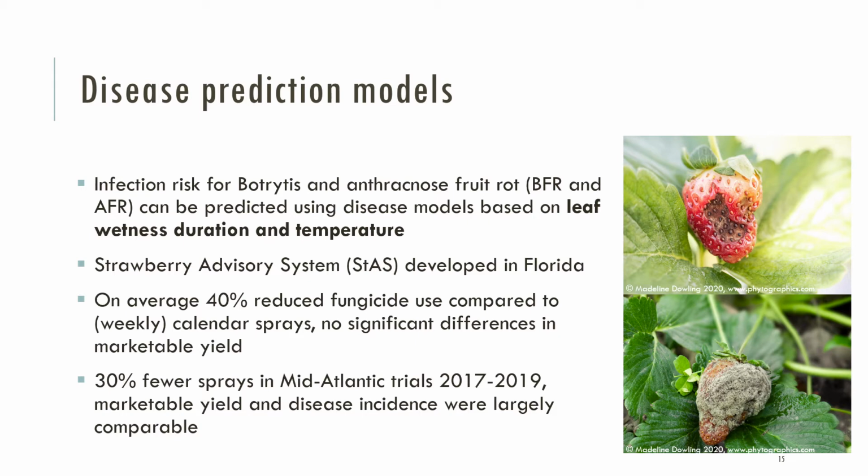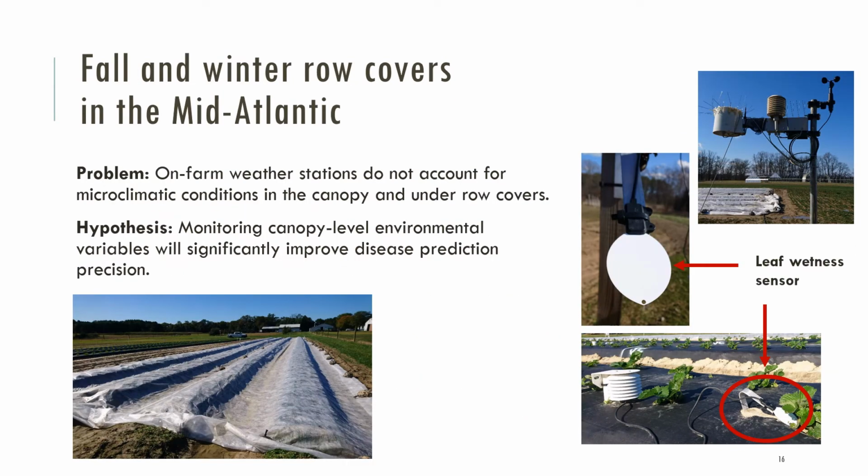The so-called Strawberry Advisory System has been developed in Florida and was successfully implemented. Fungicide use could be reduced by 40% on average compared with weekly calendar sprays, while no significant differences in marketable yield were observed. In our trials in the Mid-Atlantic between 2017 and 2019, we also saw a reduction in fungicide sprays by 30%, while marketable yield and disease incidence were largely comparable with the weekly calendar spray. So we saw that the Strawberry Advisory System can generally be implemented in the Mid-Atlantic.